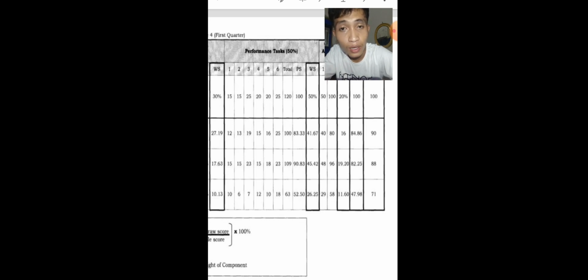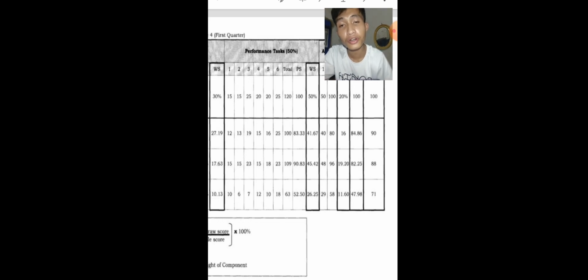So we divided to 120. So we got 0.525. So we multiply it to the percentage score 100, then we got 52.50. So in order to get the weighted score again, we need the same as what we did to the written works. We multiply the percentage score obtained by learner A, B, and C to the weighted score 50%.